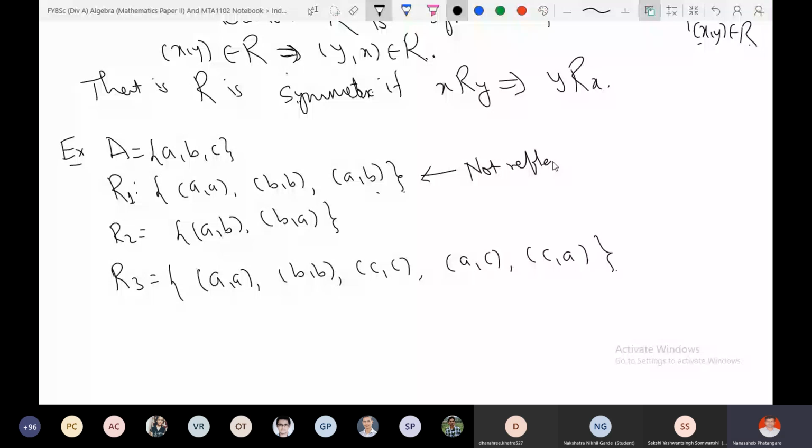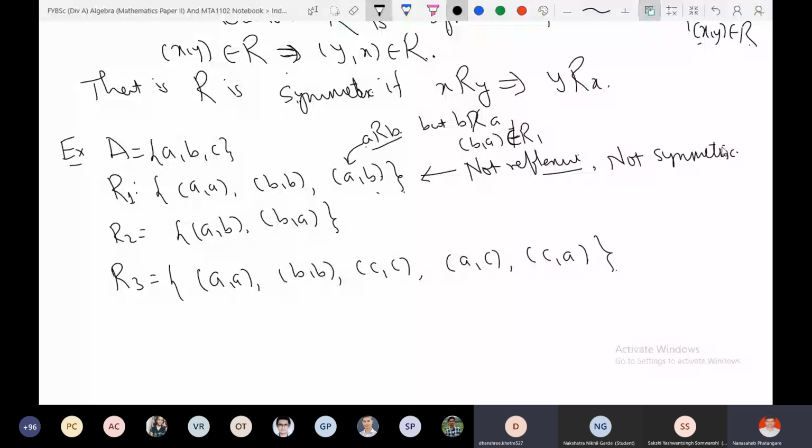Right, so is it symmetric? No, sir. It is not symmetric because A is related to B. The pair (A, B) is there, that means A is related to B, but B is not related to A because the pair (B, A) is not there in relation R1. As soon as A is related to B, we need to check whether B is related to A. So not symmetric.